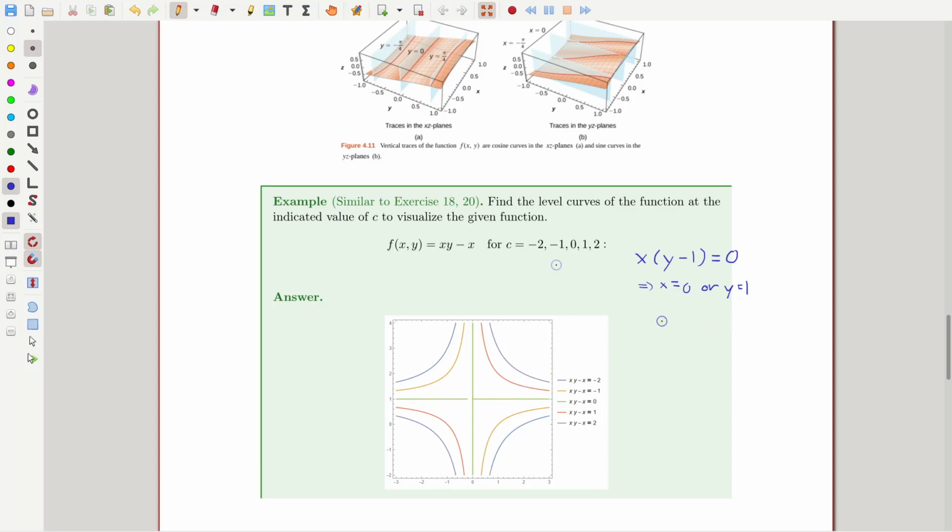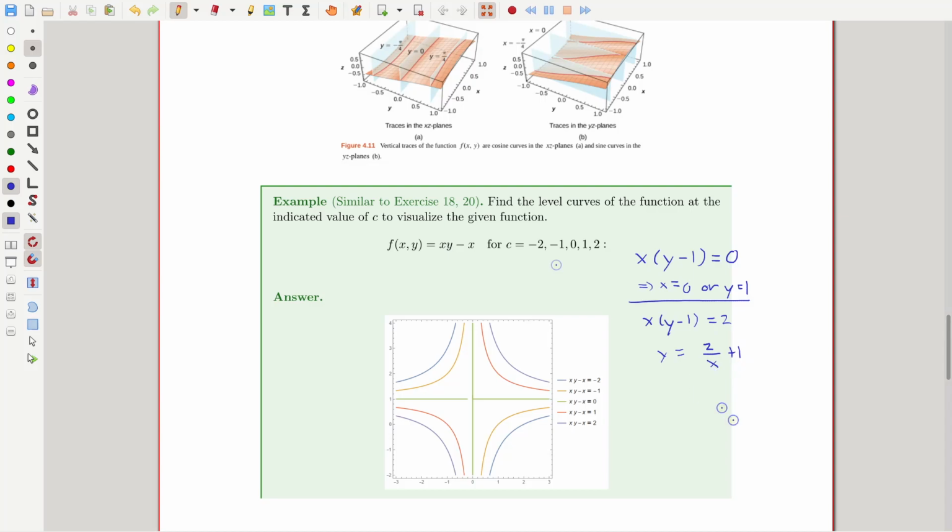If instead, let me just choose another one. I guess I'll pick the purple one. So that's this one with c equals 2. So x times (y minus 1) is equal to 2, right? Well, this one's a little bit more... how do I do this one? Divide by x and then add 1. So I'm just solving for y to make it look like a function. So 2 divided by x plus 1, right?